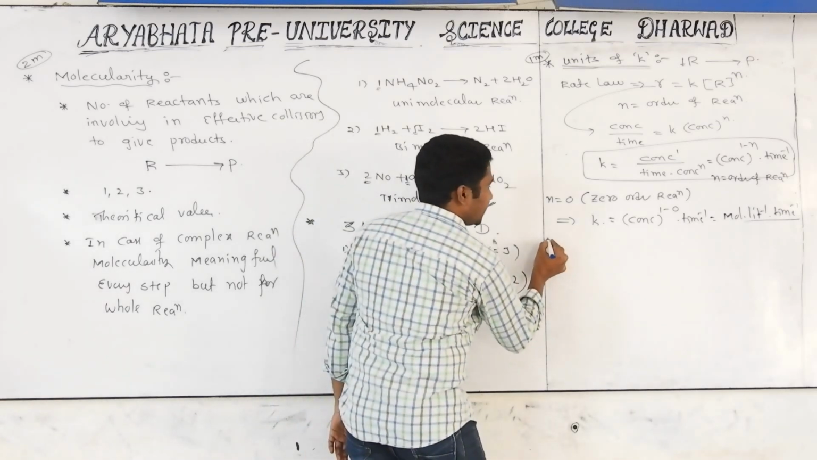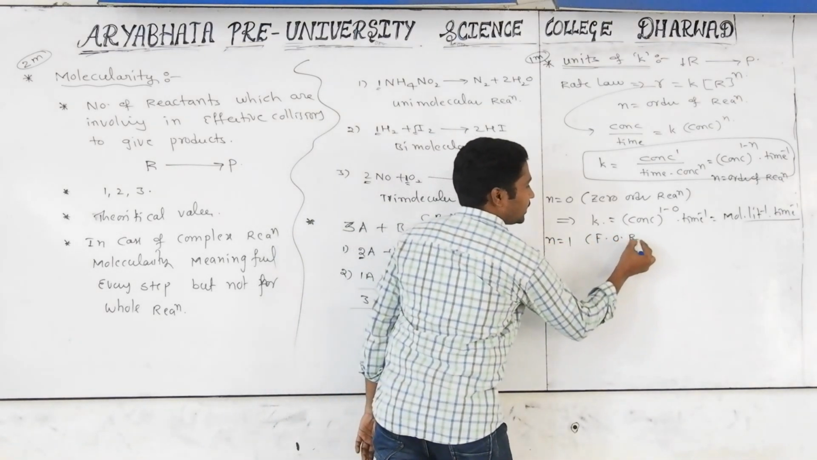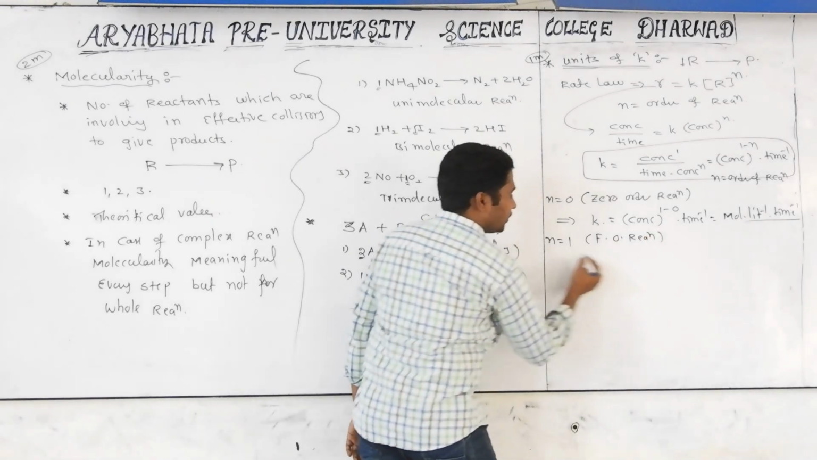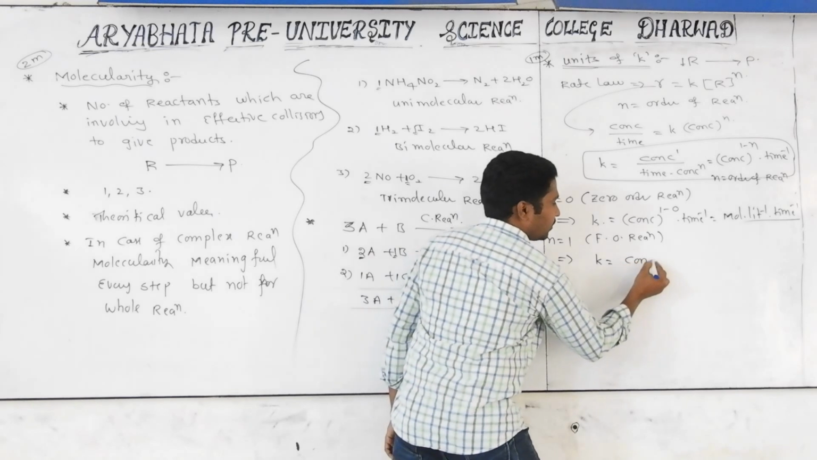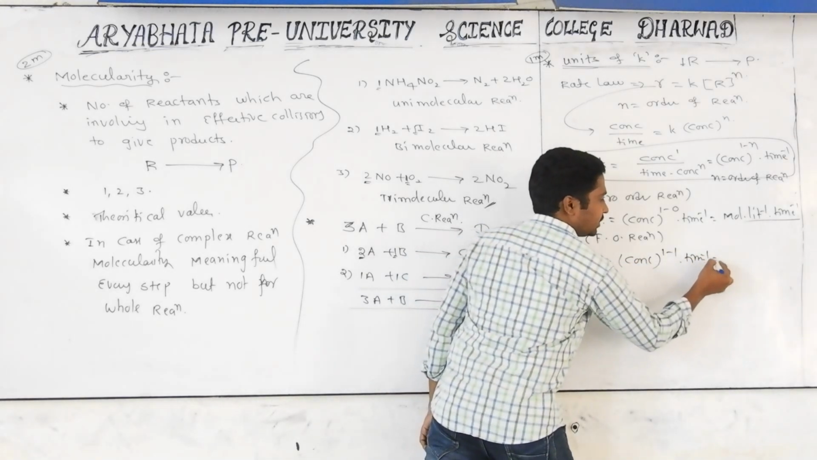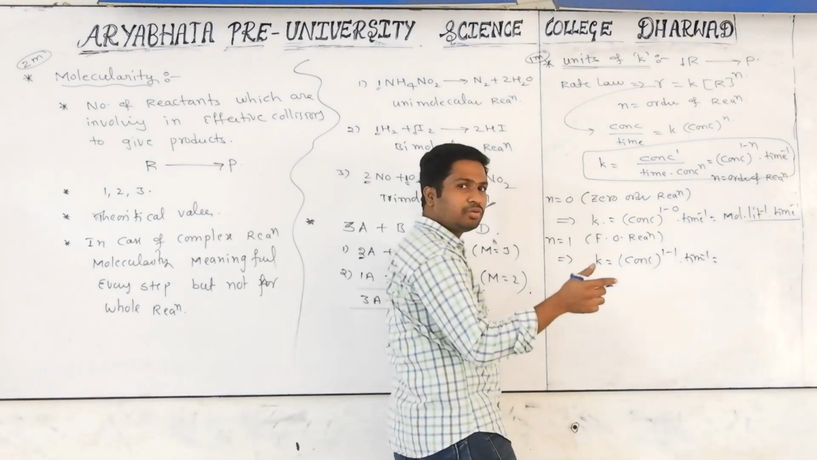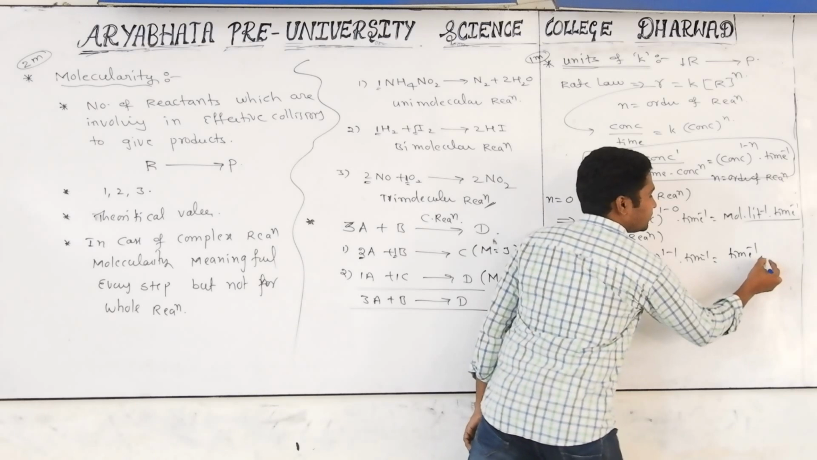Now, you take n equals 1. Which order is that? First order reaction. If it is a first order reaction, what are the units of K? Concentration power 1 minus 1 into time inverse. 1 minus 1 is 0, and anything to the power 0 is 1. So only the unit time inverse remains.